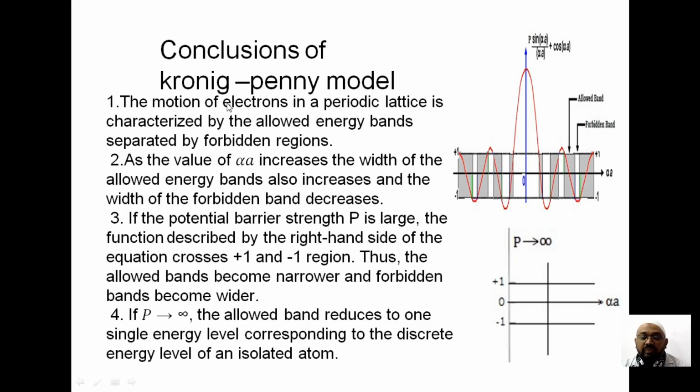So we say that the movement of an electron in a periodic lattice is characterized by allowed energy bands, and they are separated by forbidden regions. You can see these forbidden regions indicated with the empty white spaces. Here we have taken the alpha a value on the x-axis. This is a very important aspect, and on the y-axis P sin alpha a by alpha a plus cos alpha a.